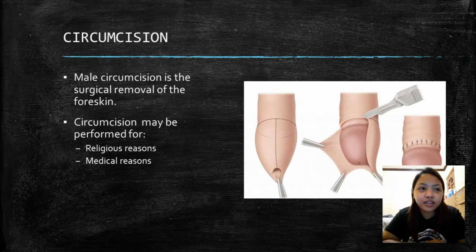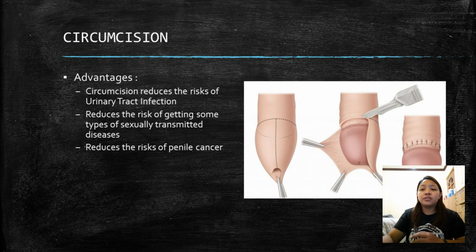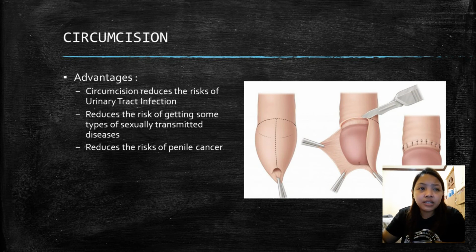Next is circumcision. Male circumcision is a surgical removal of the foreskin. Circumcision may be performed for two reasons only: religious reasons and medical reasons. Religious reasons: circumcision is a common practice in Jewish and Islamic faiths. For the medical reasons, although alternative treatments are usually preferred to circumcision, there are a number of potential advantages associated with circumcising boys shortly after they're born. For example, circumcision reduces the risk of developing a urinary tract infection, reduces the risk of getting some types of sexually transmitted disease, and reduces the risk of penile cancer.